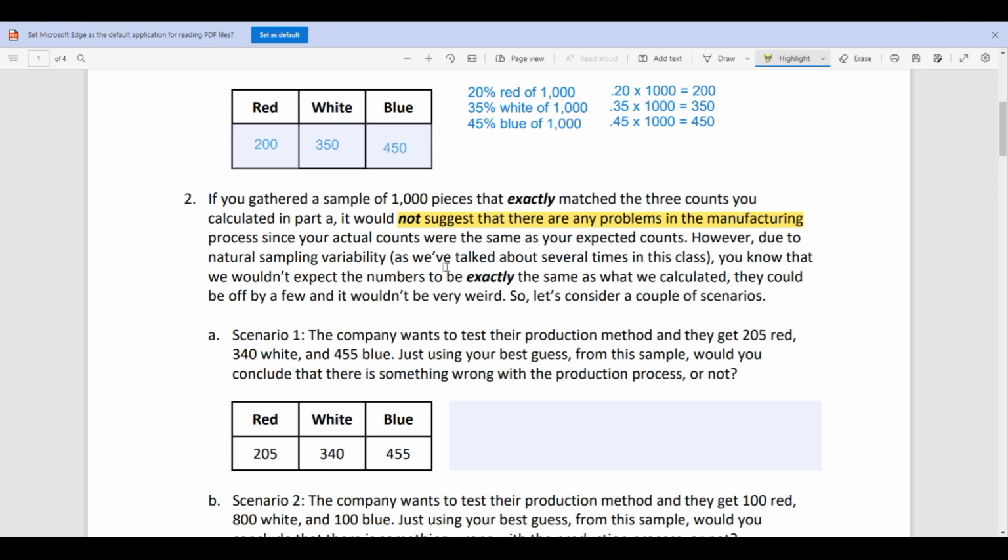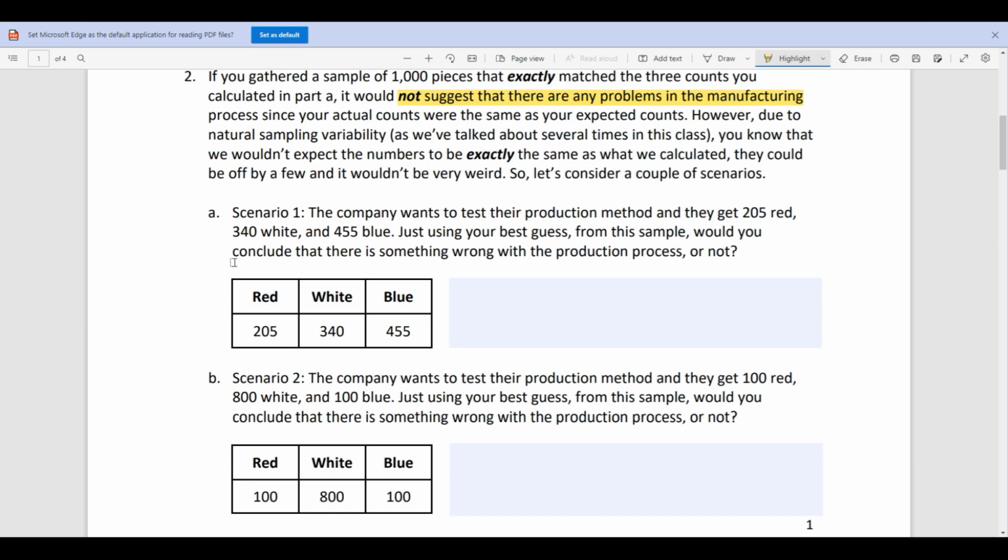However, due to natural sampling variability, as we've talked about several times in this class, right, the natural variability that we see when you take different samples, if it's different people, we're going to get different data each time, right? So due to that natural sampling variability, we wouldn't expect the numbers to be exactly the same as what we calculated in part A. They could be off by a few, and it wouldn't be very weird. So let's consider a couple of scenarios.